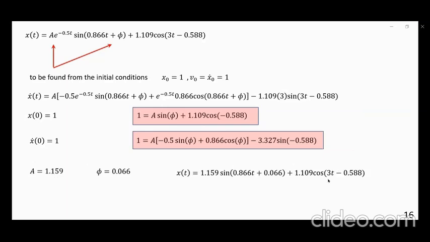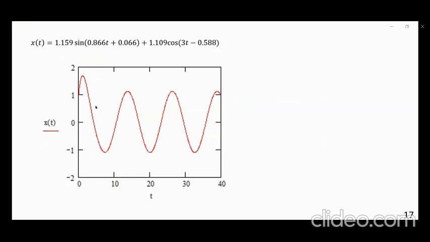This we got in the previous slide. This we got just now by finding A and by finding the phase angle phi. And if you plot it, you see that, oops, there's a mistake here. There's an exponential missing in between 1.159 and sine. But this thing goes to 0. Bad mistake, okay? And this thing persists, and it's going to be just sinusoidal.